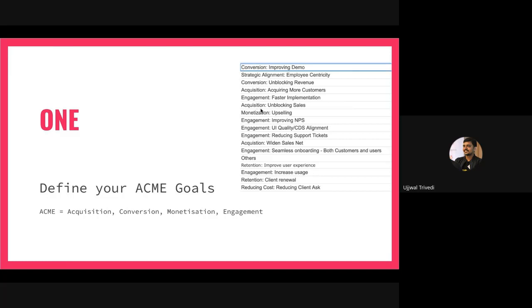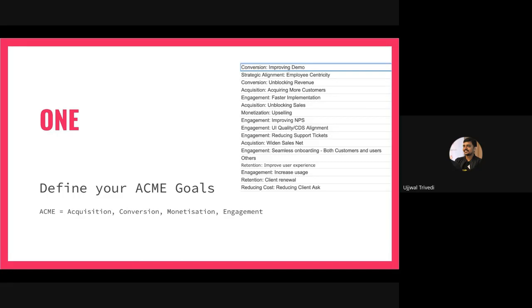In acquisition, unblocking sales. Sales is stuck saying that people are asking for these 2 or 3 things, and unless we have this, we'll not be able to sell better, right? Can we create those features and unblock sales, and so on, right? So that's just a quick glimpse of how we are using it, and then as required you can introduce more goals. Like we have one goal called strategic alignment and employee centricity, right? We want to create a product which is not admin centric but employee centric.